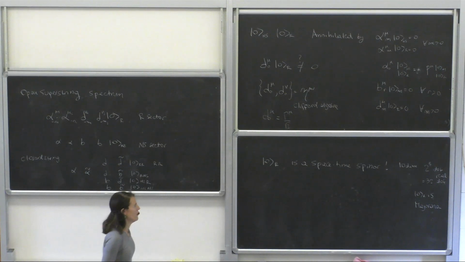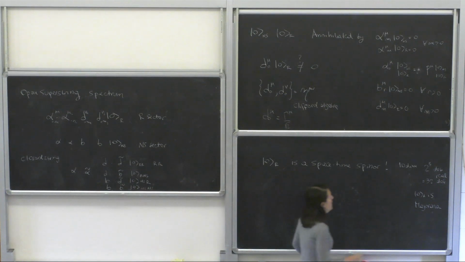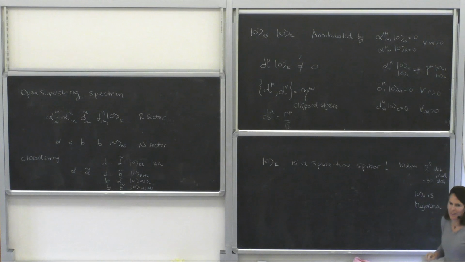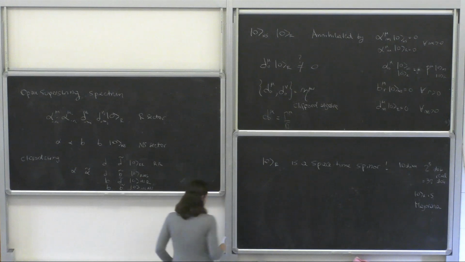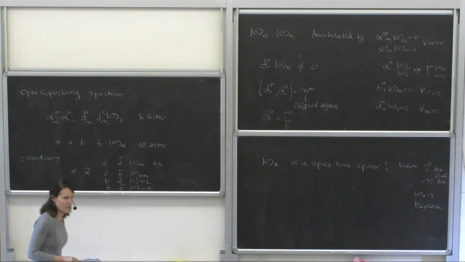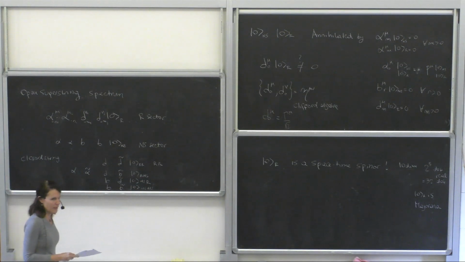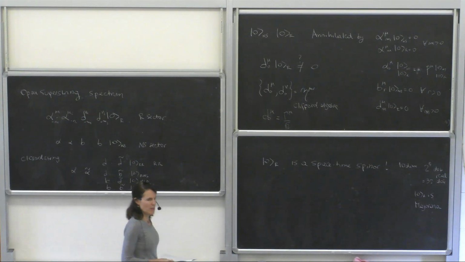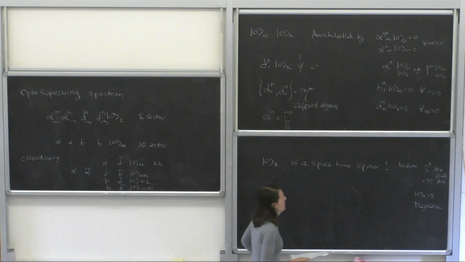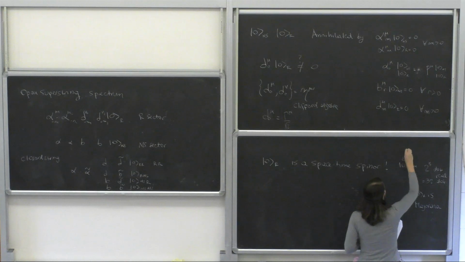Yeah, so I could do this in D dimensions, but it's the same. If you do things properly with ghosts, you get that D equal to 10 is the critical dimension. So, anticipate.